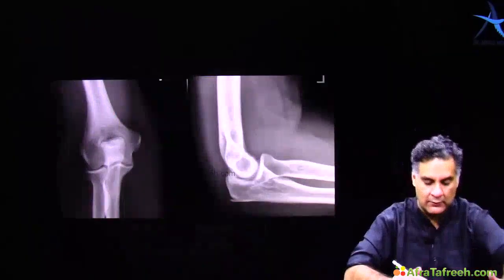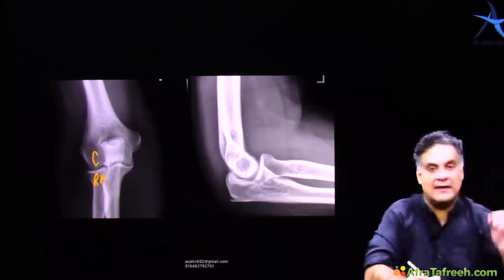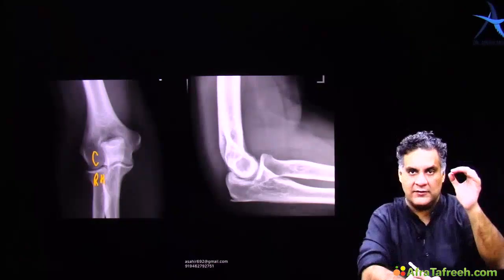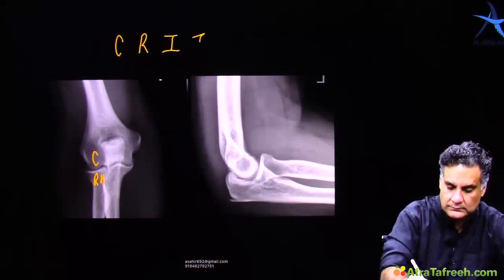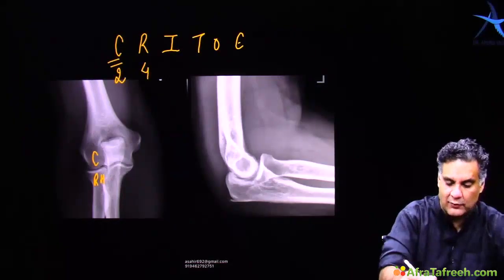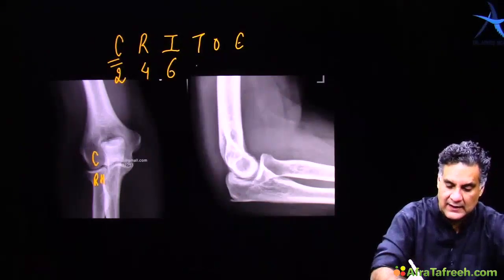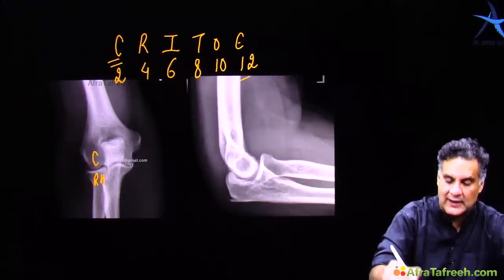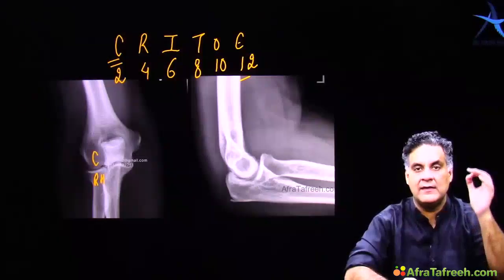And then around the elbow, remember, it is the capitulum which articulates with the radial head, and it is the capitulum which is the first ossification center to appear around the elbow. Remember the mnemonic CRITOE. This is the capitulum at the age of 2 years, radial head 4 years, internal epicondyle or the medial epicondyle at 6 years, trochlea at 8 years, olecranon at 10 years, external epicondyle or the lateral epicondyle at 12 years. So this is the mnemonic, and the first one to ossify is the capitulum.